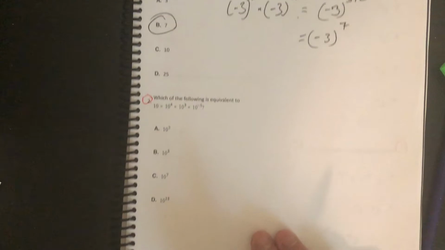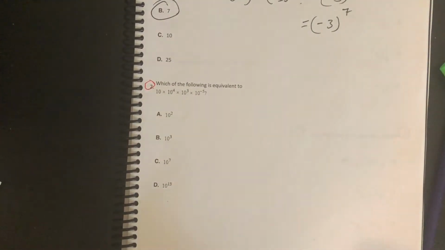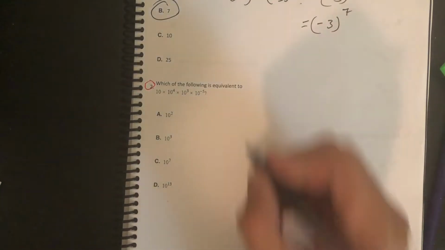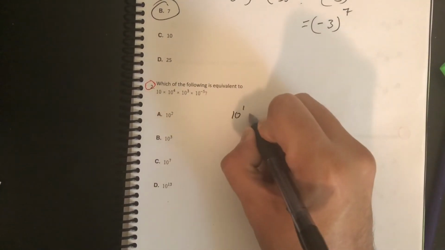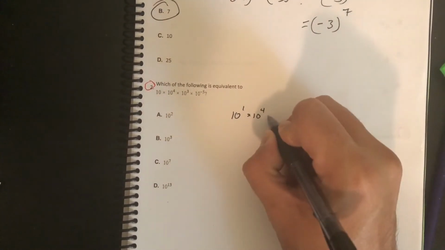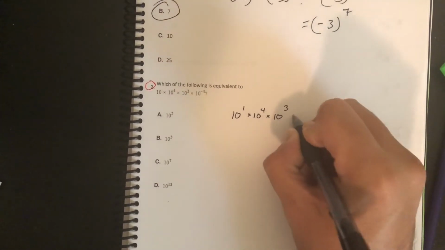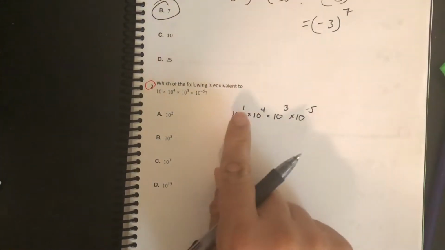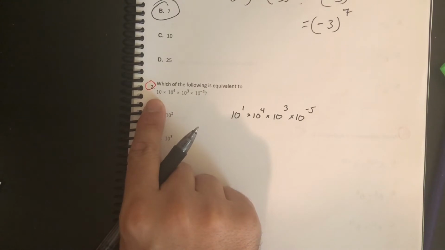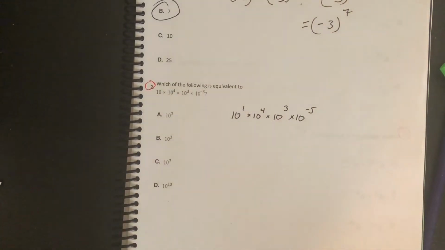Okay, let's move on. Which of the following is equivalent to this? Basically they're asking me to solve this. So I'm going to rewrite the problem just so I can have room to work it out. And if you notice, instead of just putting it down as a 10, I did 10 to the power of 1. Because anytime a variable or a letter or a number has no exponent, it's implied to be a 1, okay? So here we go.